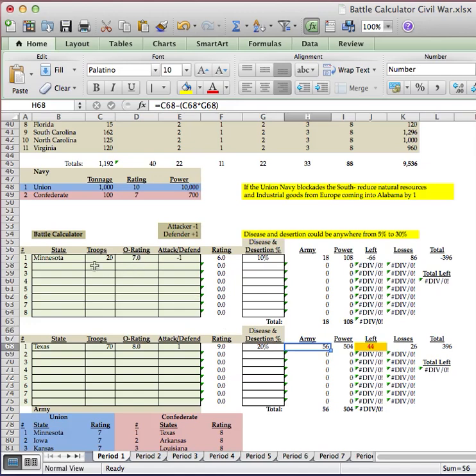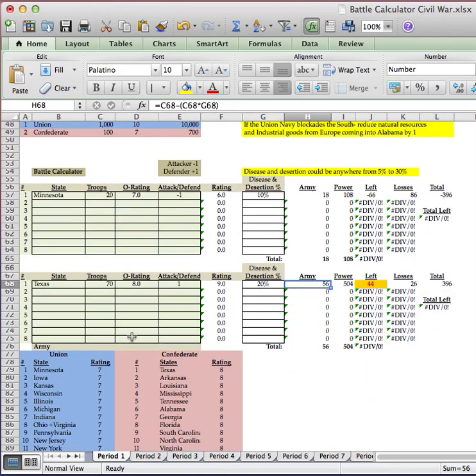Now, if we had multiple states, we'd have extra lines to fill those in. And we see that Texas is the winner. They started out with 70. They were attacked by 20. And they were now left with 44, which you see in the yellow box. Whoever wins, that yellow box will show up in the win column, which will automatically show you right away who has won the battle. And so this is basically how the battle calculator works.